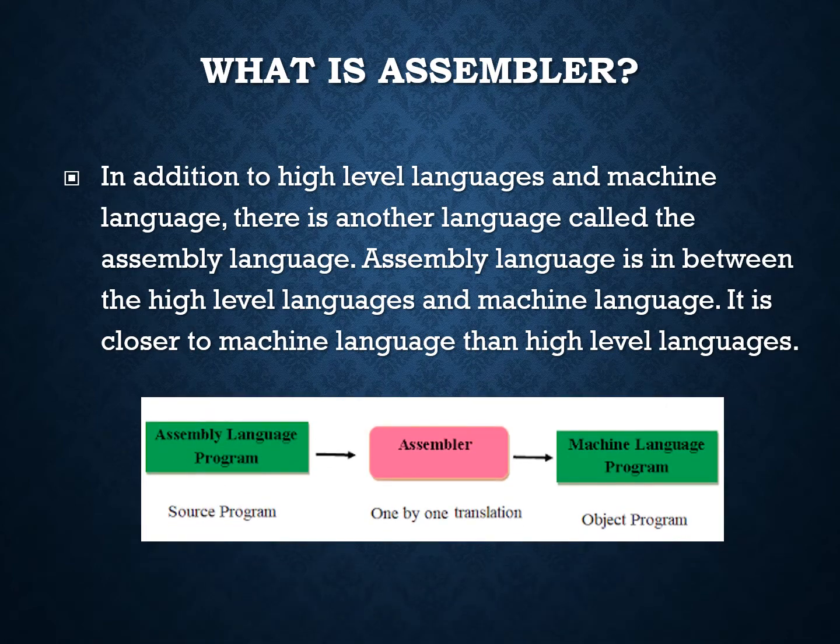An assembler converts the assembly language program into a machine language program, from a source program to an object program. In the diagram, it is clearly seen that the assembler does the process by one translation.